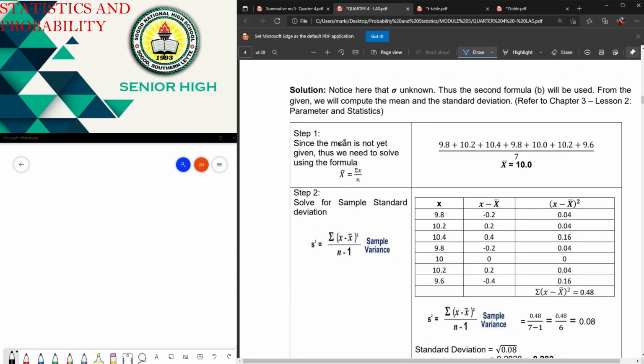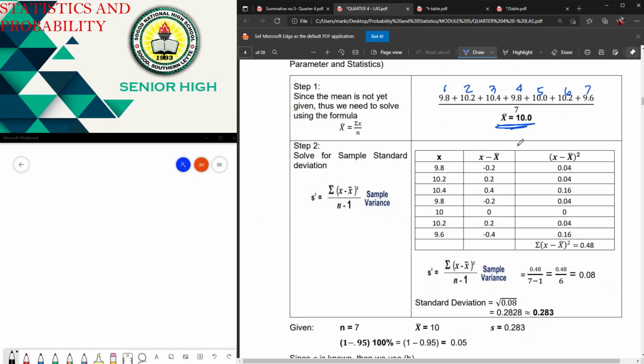Solution: we have 2 steps before we can get the final solution. First, you get the mean, because the mean is not yet given. Just add all the given values, starting with 9.8, and divide by the number of scores, which is 7: 1, 2, 3, 4, 5, 6, 7. Your sample mean is 10. So now you already have the mean.